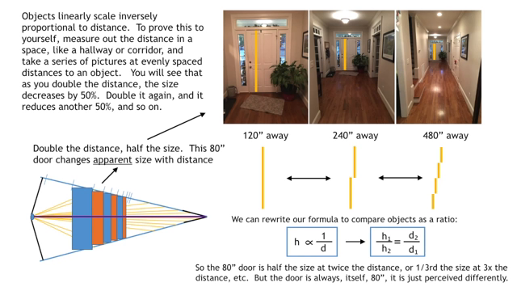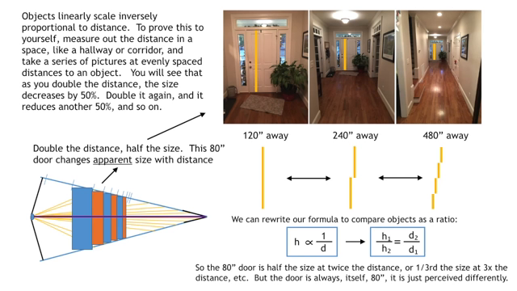This 80-inch door changes apparent size with distance. It gets bigger as it's closer, and it's smaller as it gets further away. So at 120 inches away, it's a certain size within our visual field. At 240 inches away, it's half the size, and it halves again at 480 inches away.